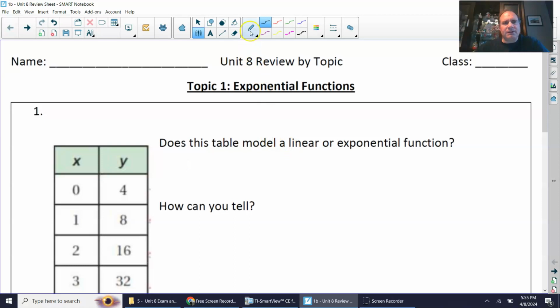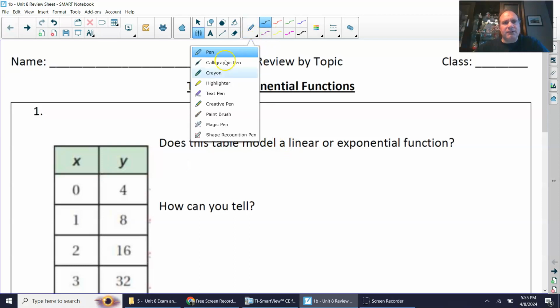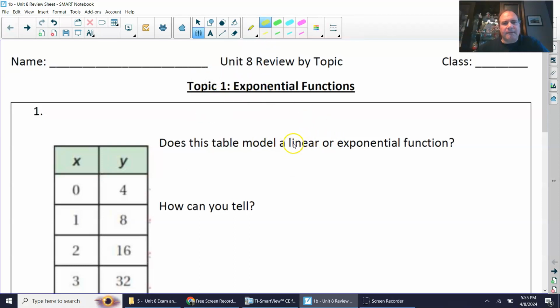Does this table model a linear or exponential function? When you're looking for linear, remember you're looking for something that has a slope that is a constant rate. Exponential, not so much. All right, so this is all multiplication. So linear would be adding and subtracting, and exponential would be multiplication.